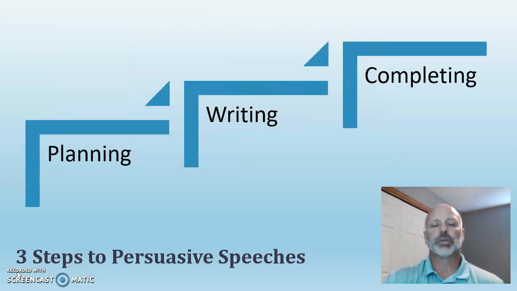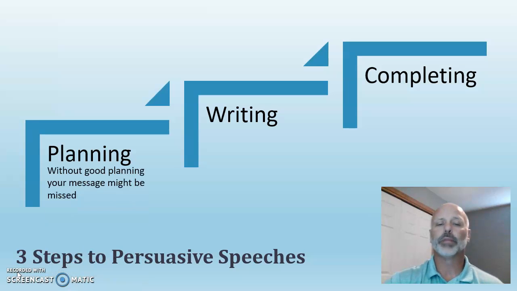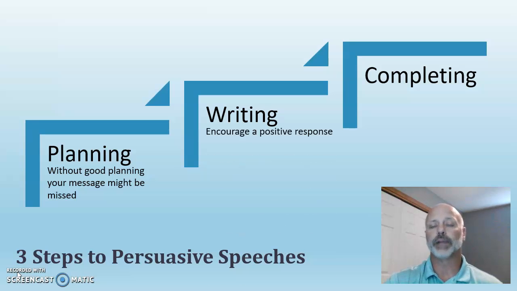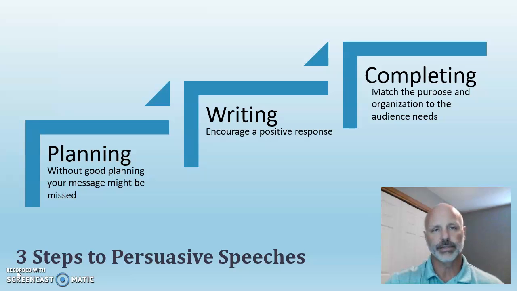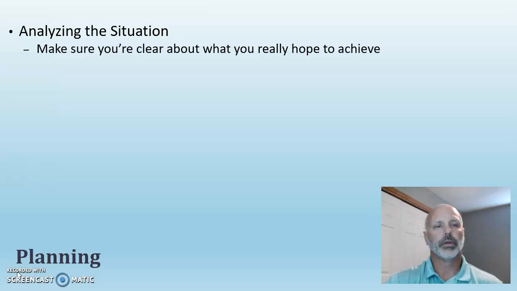The 3 steps to persuasive speeches consist of planning, writing, and completing. Remember, in planning, without good planning, your message might be missed. In the writing stage, you always want to encourage a positive response. In completing, make sure you've matched the purpose and organization to your audience needs. Let's look at the planning stage for just a moment.